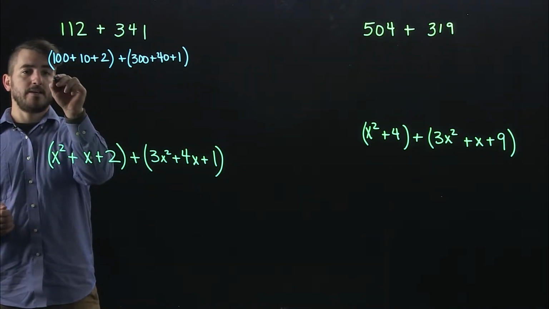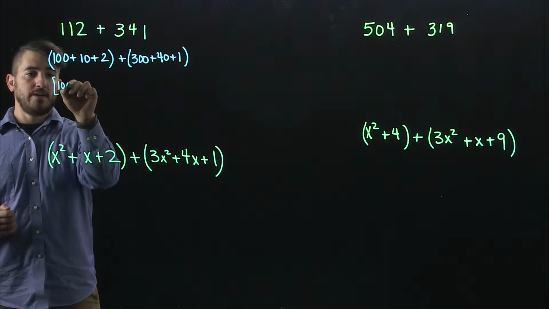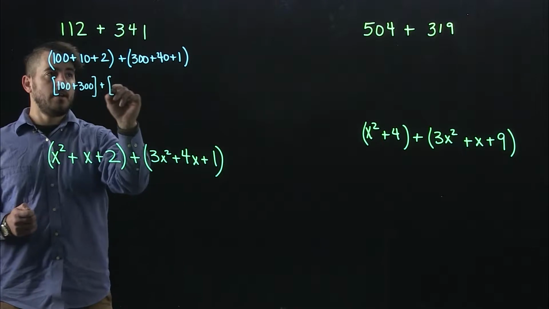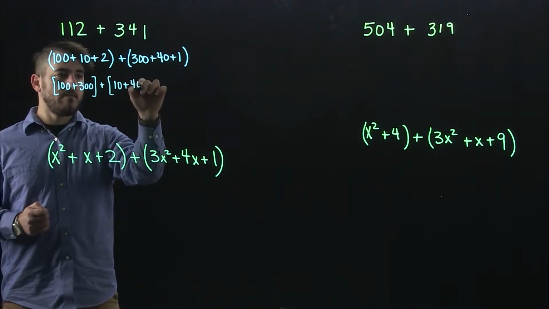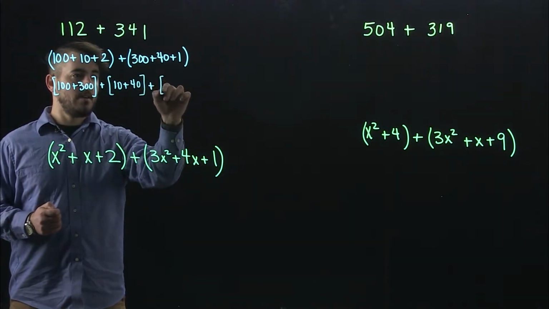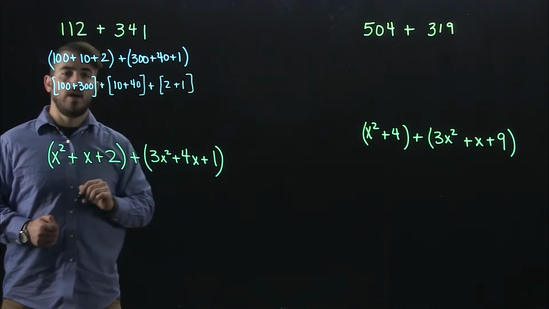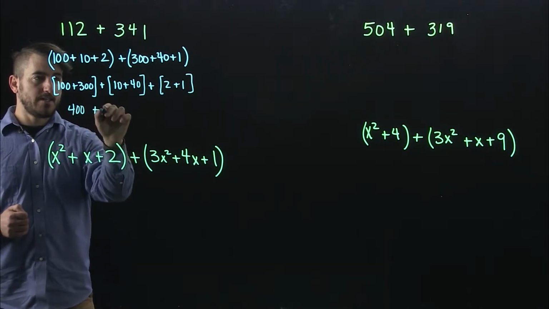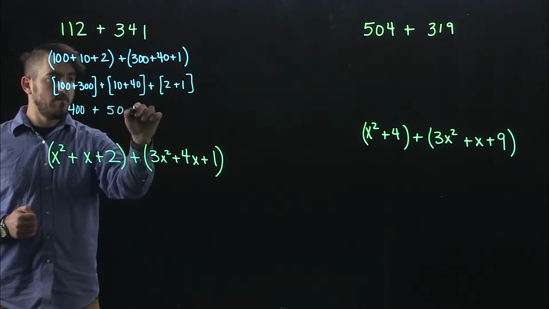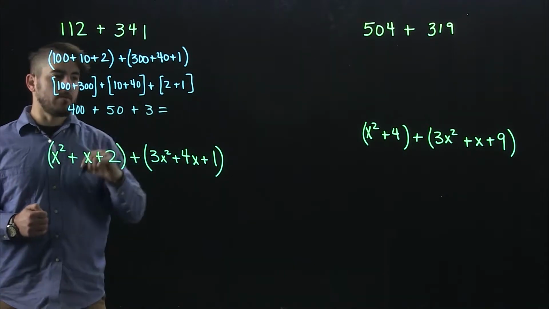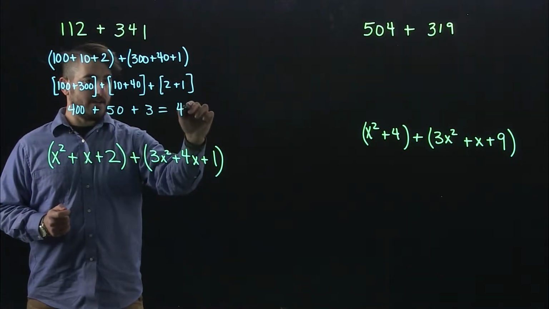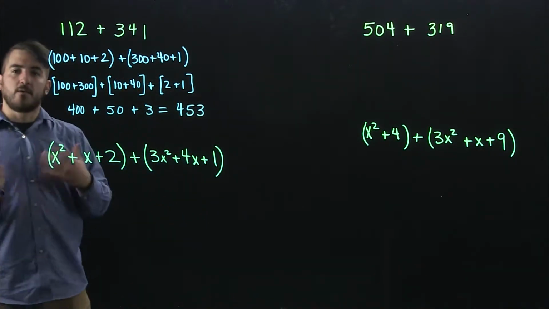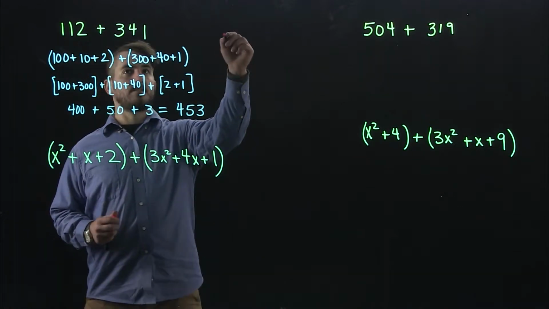So we can rewrite this as 100 plus 300 plus 10 plus 40 plus 2 plus 1. And so what happens is we get 400 plus 50 plus 3, which equals 453. Now again, this may seem different to what you're used to, so maybe let's look at it from this perspective.